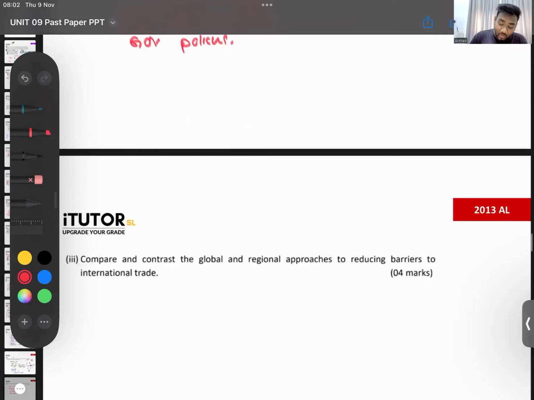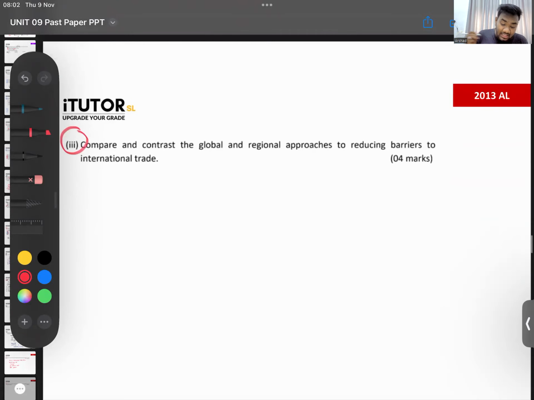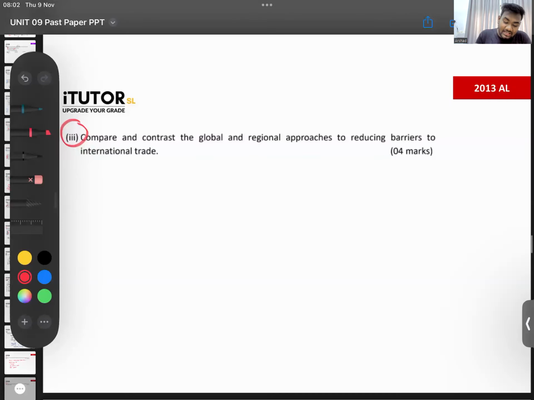Then, Lamai, question number 3. Compare and contrast the global and regional approaches to reducing barriers to international trade. Now, what are these barriers to international trade? Tariff barriers, those are all barriers. Protectionism is what you call a barrier. And these tariffs and all of those are barriers.